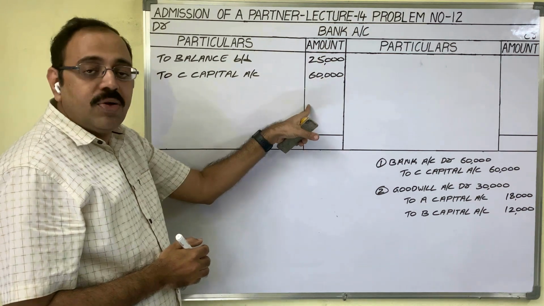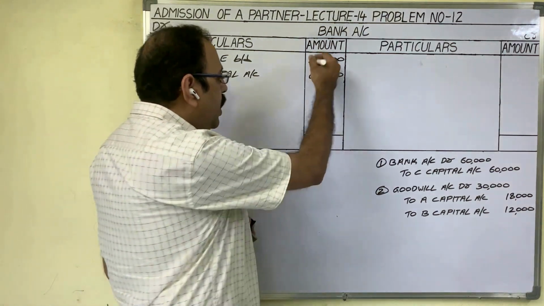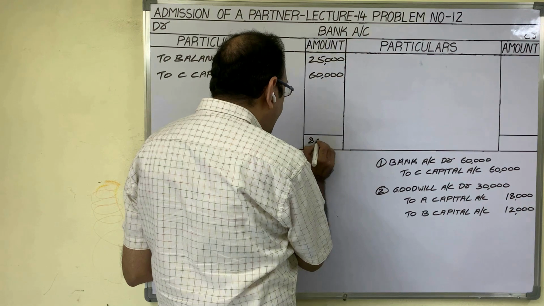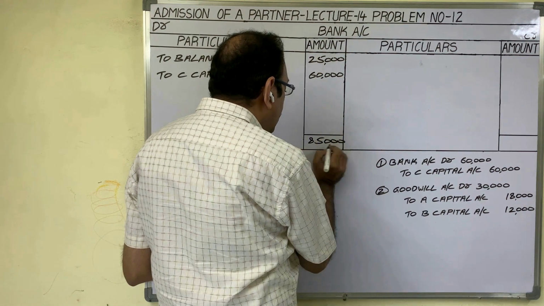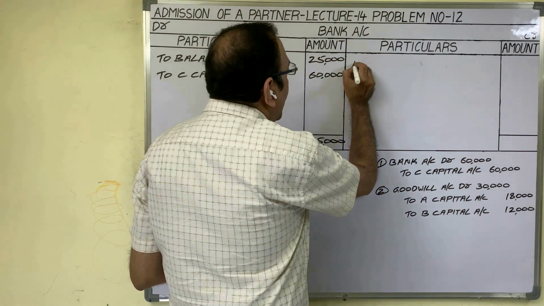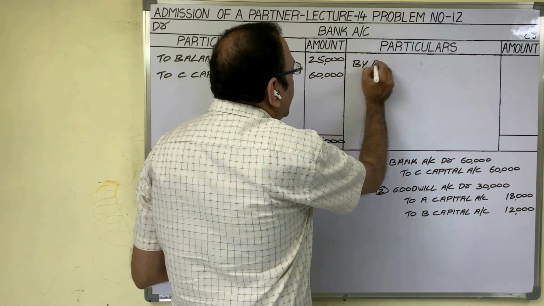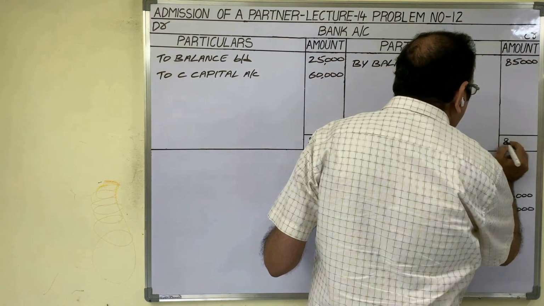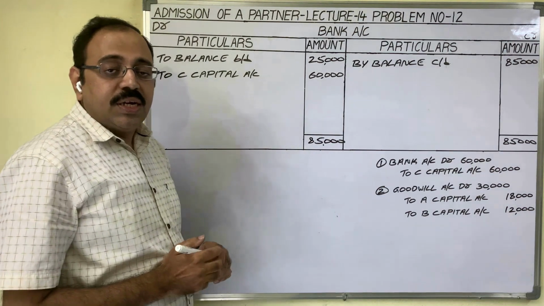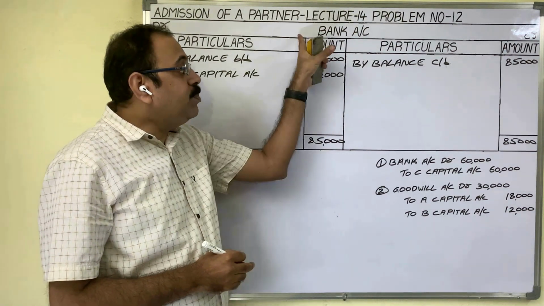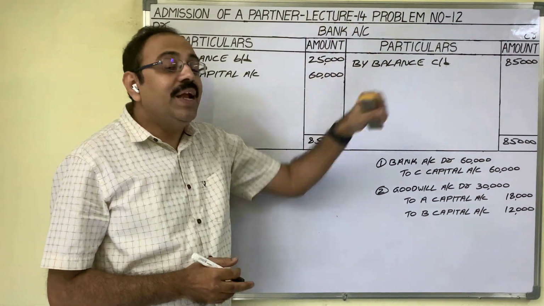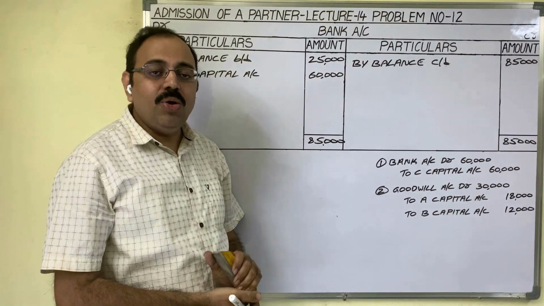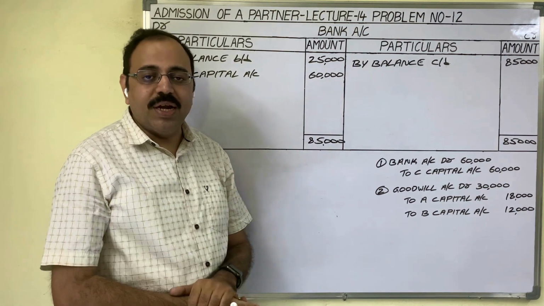Only debit side we have the amounts now. Put the debit total, 85,000 rupees. Same amount appears as balance carried down. Put the total. In new balance sheet under asset side, as bank balance we have to show this 85,000 rupees. So bank account is also completed.